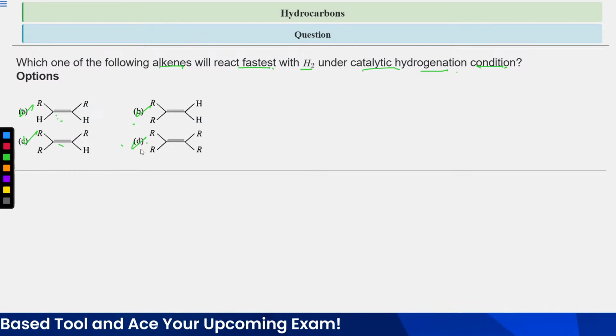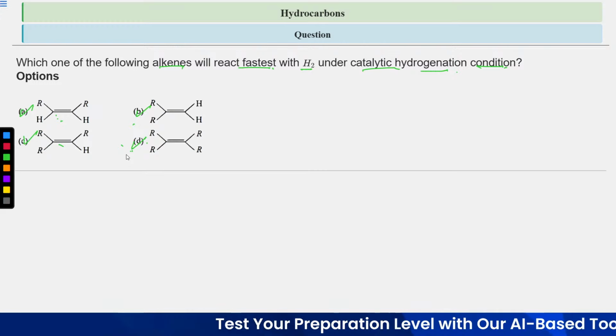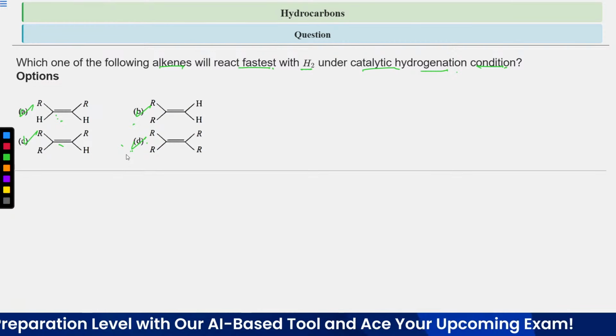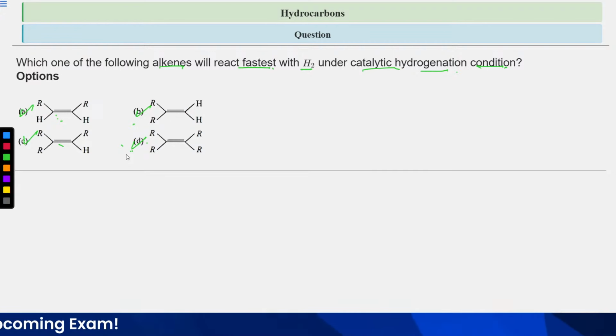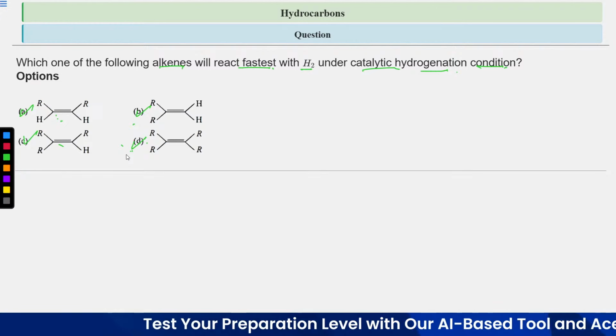And we have option D, in which again we have a larger group. So basically at the first carbon we have two R groups, and at the second carbon again two groups attached. This is also an alkene. So all the options are alkenes, but the number of R groups and hydrogens are changing and their positions are also changing in all the options. So you have to tell, after looking at the arrangement, which alkene will react fastest with the hydrogen molecule.